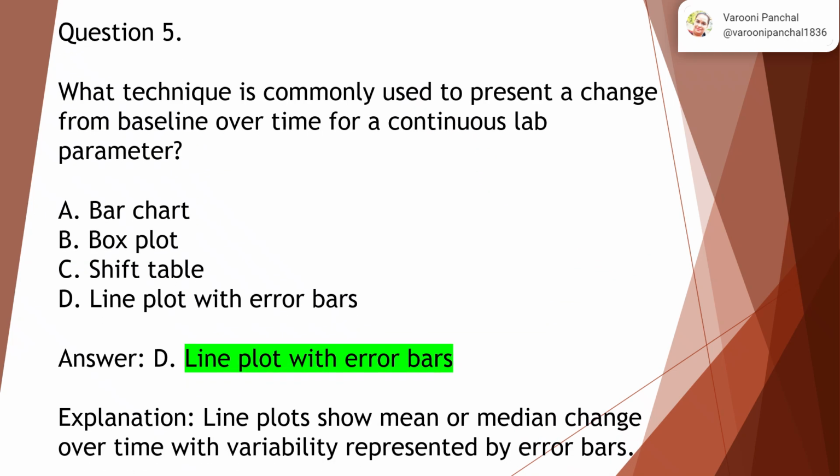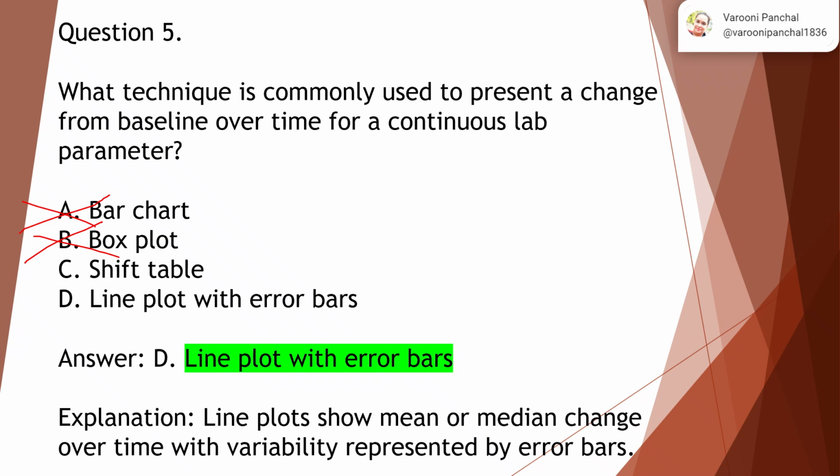Question 5. What technique is commonly used to present a change from baseline over time for a continuous lab parameter? Now option A says bar chart. Now bar chart is related to a stacked kind of chart. So this is not the right answer. Box plot is generally used to identify outliers, or those points which are not fitting into the data. So that is used to generally identify how many outliers are there in the specific data. So this is not the right answer.